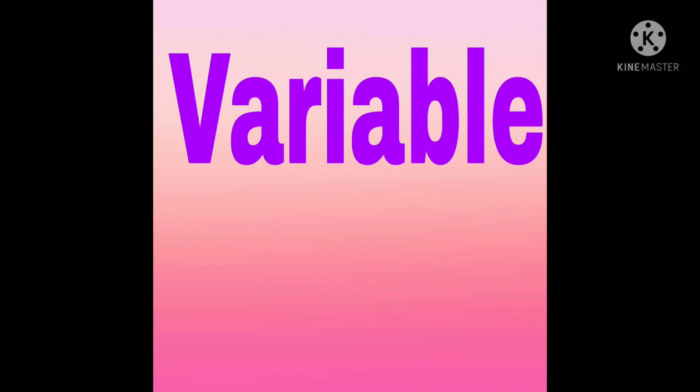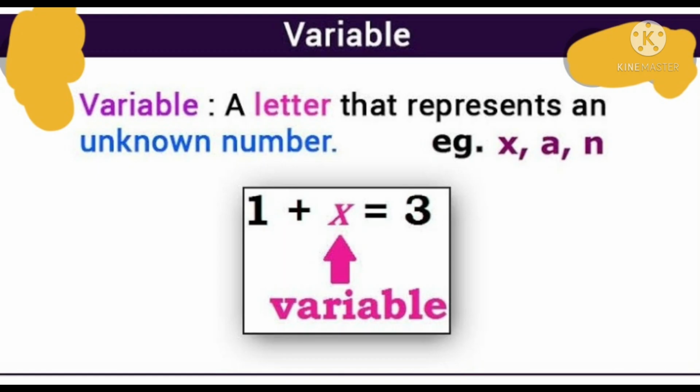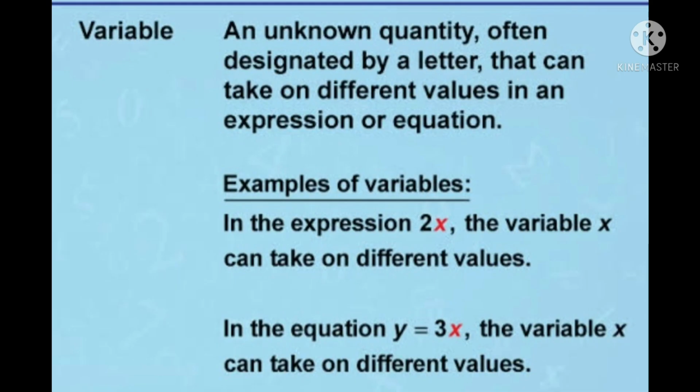Next one, variable. What are variables? Variables are the values which are not fixed. A variable may be represented by any letter of the alphabet, a letter that represents an unknown number. In the example 1 plus x is equal to 3, x is a variable. A variable is an unknown quantity, often designated by a letter, that can take on different values in an expression or equation. In the expression 2x, the variable x can take on different values.